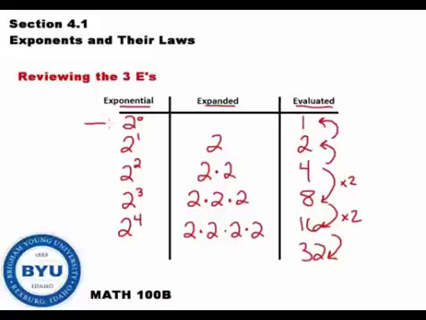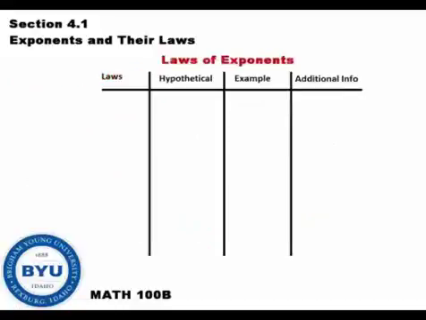2 to the 0 power is a misconception. A lot of people sometimes think 2 to the 0 power would just be 0, but it's not. 2 to the 0 power is 1. And this brings us to our 2 laws that we want to talk about with exponents. Throughout the chapter, we'll be talking about these laws, the laws of exponents.